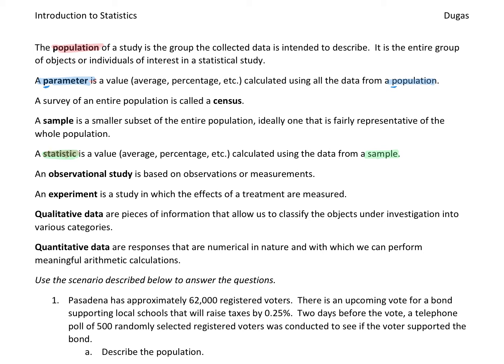Qualitative and quantitative data are the next things that we'll talk about. Qualitative data, or categorical data, are things that are in categories. Quantitative data are numerical responses. So qualitative data may be the color of your car. That's qualitative. It's red, black, white, green, etc. Quantitative data may be the mileage of your car. So how many miles per gallon does your car get? That would be a quantitative piece of data.